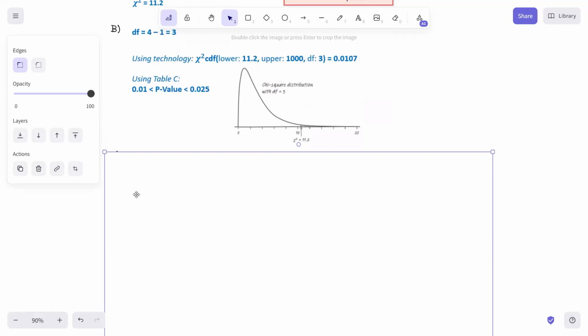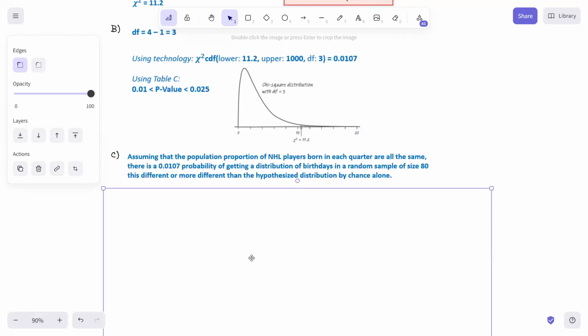We're going to use the technology value of 0.0107. So assuming that the population proportion of NHL players born in each quarter are all the same, there is a 0.0107 probability of getting a distribution of birthdays in a random sample of size 80 this different or more different than the hypothesized distribution by chance alone. Now look at the structure of this. We assume the null is true. We are in context. We have the specific p-value. We say the size of the sample, and we talk about it in terms of the result, the distribution being this different or more different than the hypothesized distribution by chance alone.